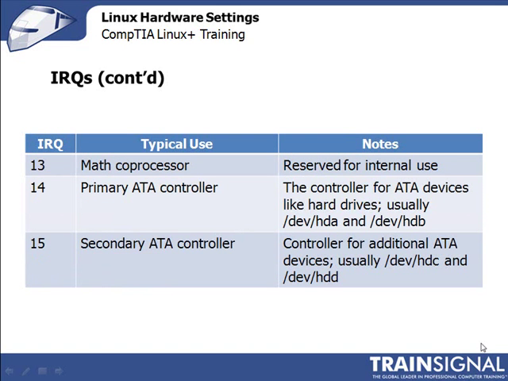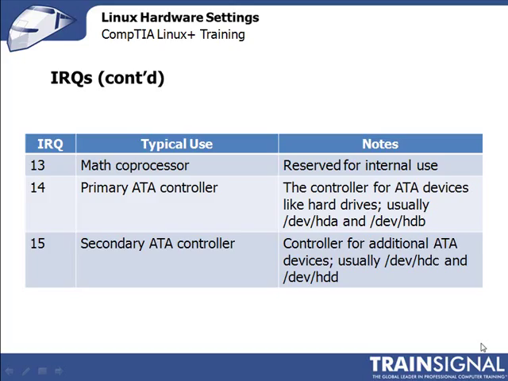We continue with IRQ 13, which is assigned to the math coprocessor, and this is another one that's reserved for internal use. The last two we have are IRQ 14, which is assigned to the primary ATA controller, and 15, which is assigned to the secondary ATA controller. And we'll review those names a little bit later, so don't worry about what they mean at this point.